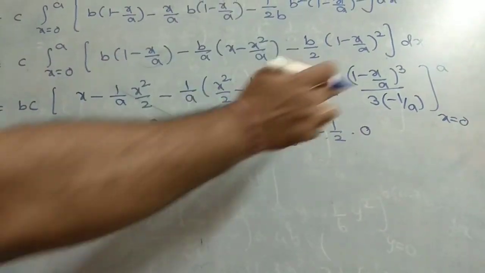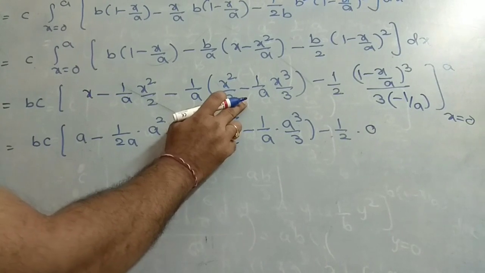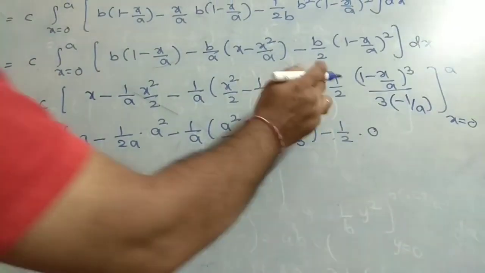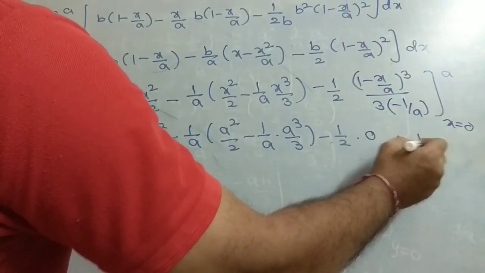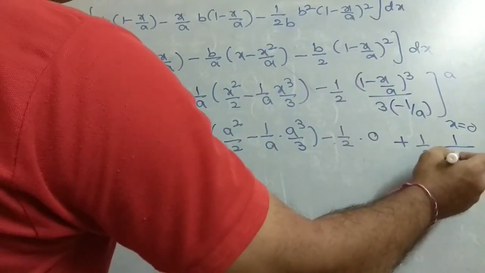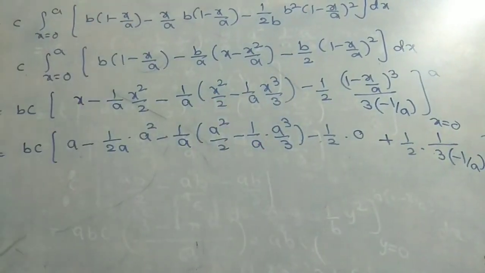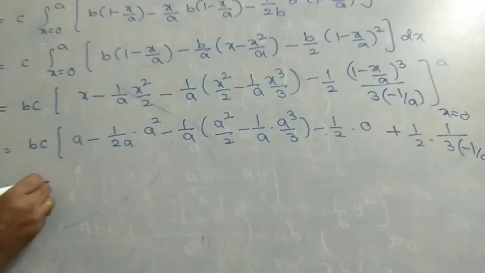Now coming to the lower limit, x equal to 0. First term 0, next term 0, this term is also 0, and last you are getting, it is plus 1 by 2 into, if I write x equal to 0, 1 divided by 3 into minus 1 by a. So this is, you are getting the value.